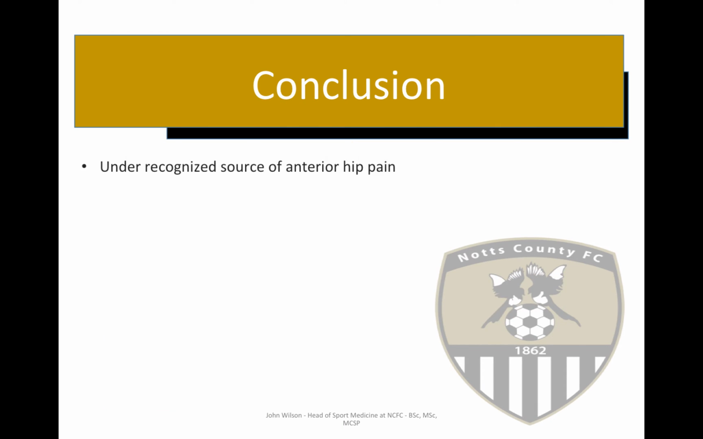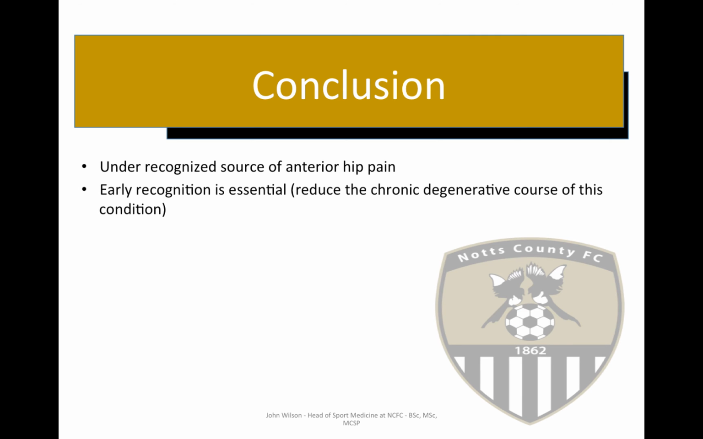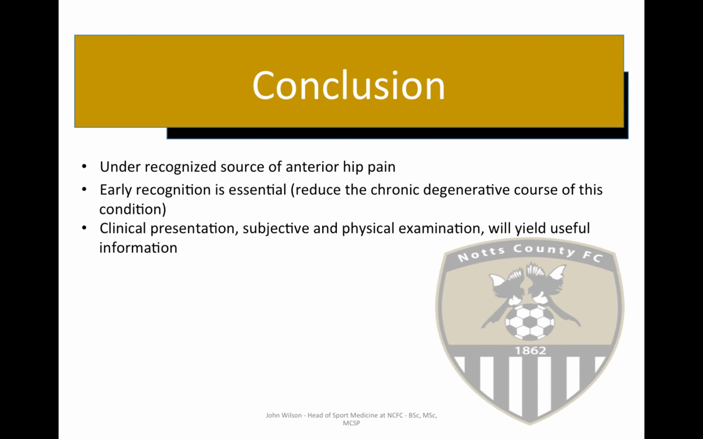The complexity of the anatomy and biomechanics of this region ensures that the labrum remains an under-recognized source of anterior hip pain, highlighted by an average of 2 years in duration of symptoms before diagnosis. Early recognition is essential and may reduce the chronic degenerative course of this condition. The clinical presentation, subjective and physical examination will yield useful information.